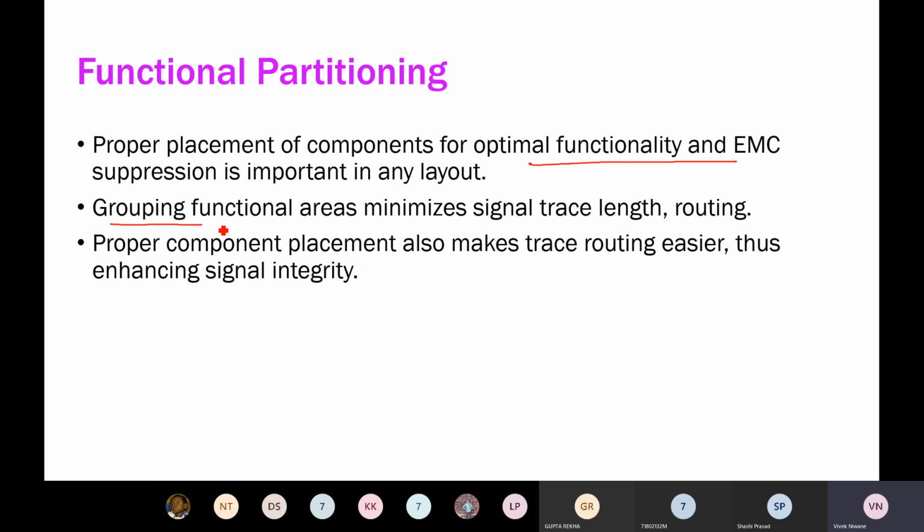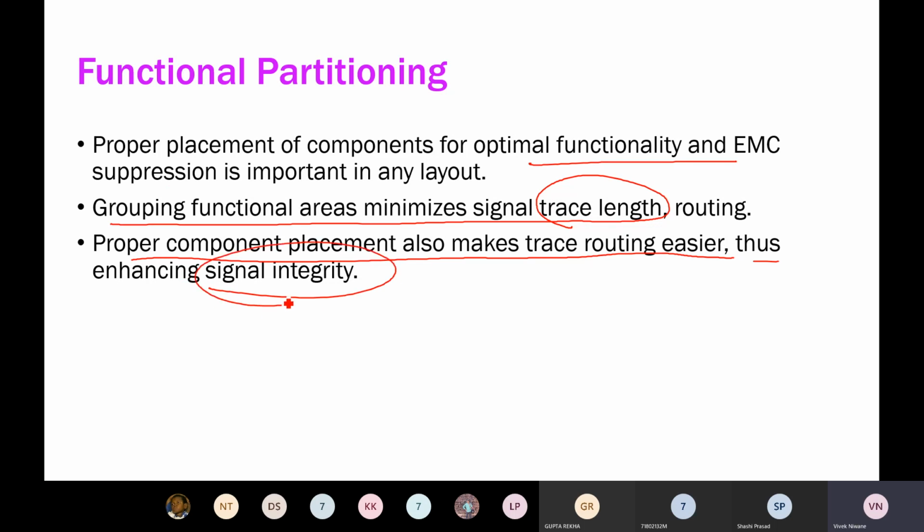Okay, functional partitioning, proper placement of the components for optimal functionality and EMC separation is important in a layout. Grouping functional areas minimizes the signal trace length. बहुत ज़्यादा important है, जितनी कम रहेगी उतना बढ़िया है. Proper component placement also makes trace routing easier, thus enhancing the signal integrity.